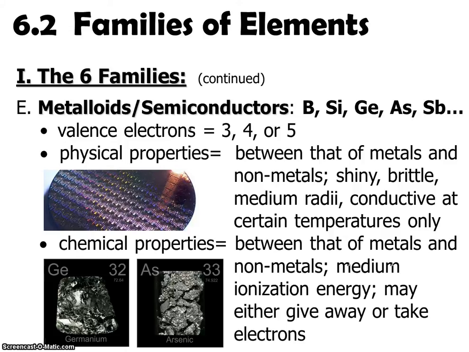They have 3, 4, or 5 valence electrons, and their physical properties really reflect where they are in between the metals and the nonmetals, because they have properties both of metals and of nonmetals. For example, they are shiny and conductive, much like the metals are. However, they are brittle. They are not soft and malleable like a metal would be. They have medium radii, so they're not very large, but they're not as small as the nonmetals. And they are good conductors, but only at certain temperatures.